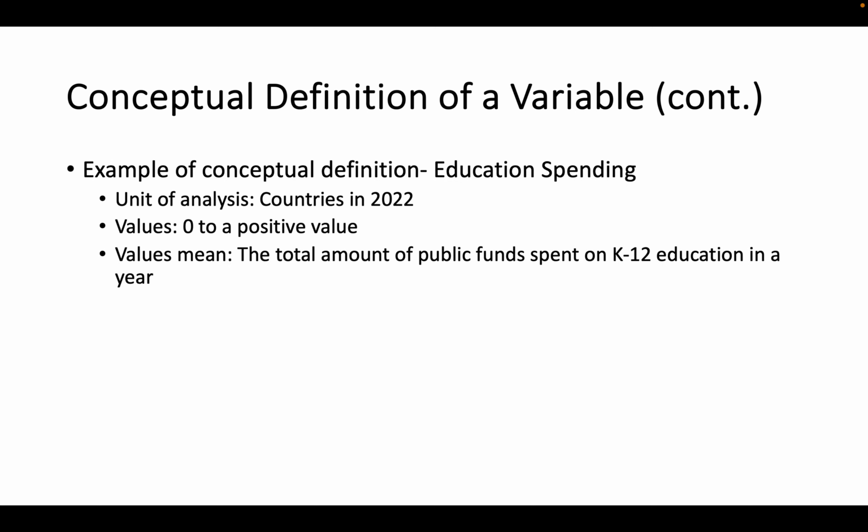So let's go further with conceptual definitions in terms of education spending. Our unit of analysis could be countries around the world in 2022. The values we would use would be from 0 to some positive monetary value. We might want to standardize it if we're looking at countries around the world. Perhaps we'll standardize it by US dollars. So the total amount of public funds spent on K-12 education in a year is the meaning of these values. So unit of analysis, the values themselves, and the meaning of those values all go into a conceptual definition of a variable.